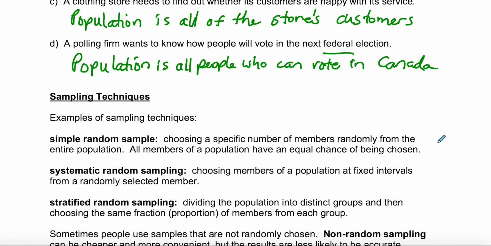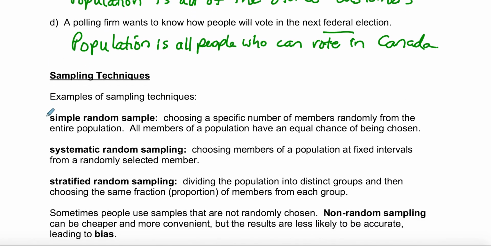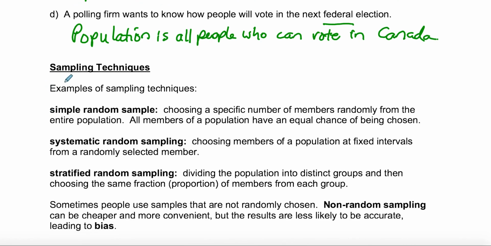So, sampling techniques. Now that we understand what a population is, how do we get a sample from that population? You would learn a lot more sampling techniques if you take data management, but for now, just a few. A simple random sample is choosing a specific number of members randomly from the entire population. If we had a classroom, it would just be like drawing names out of a hat, just a random sample of names.